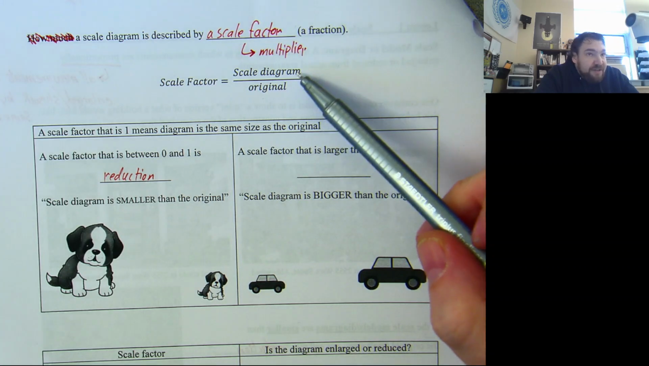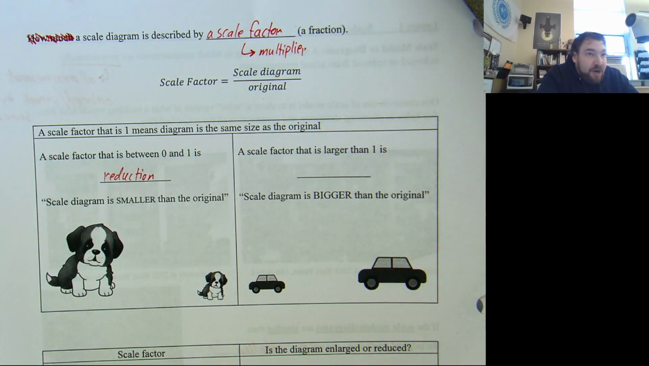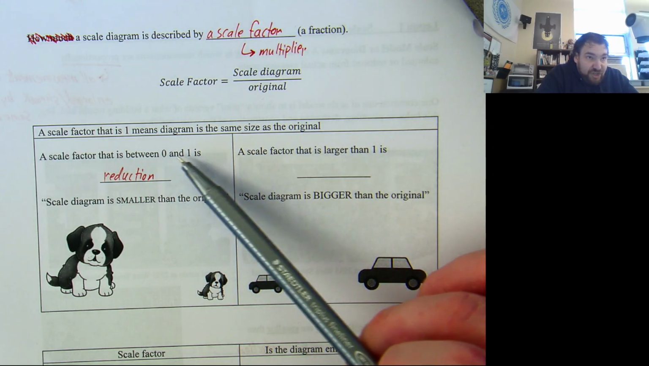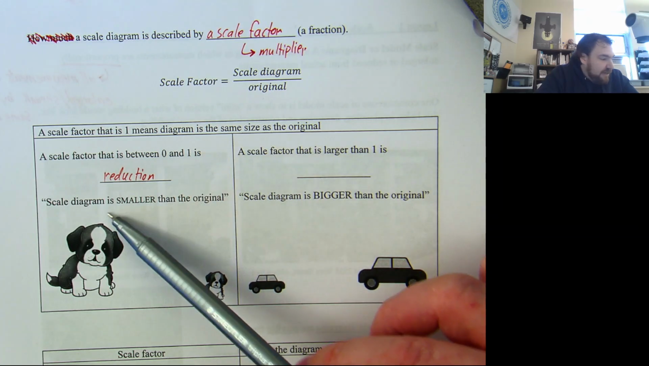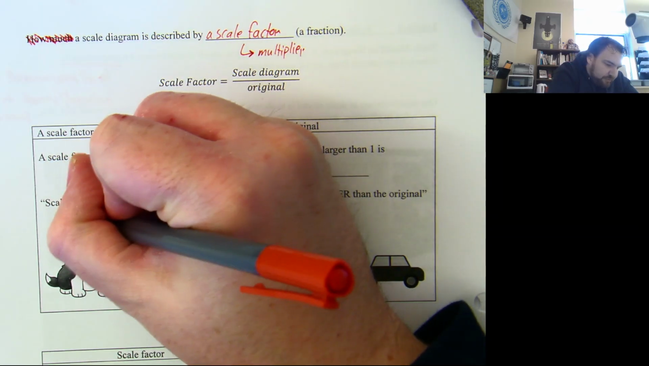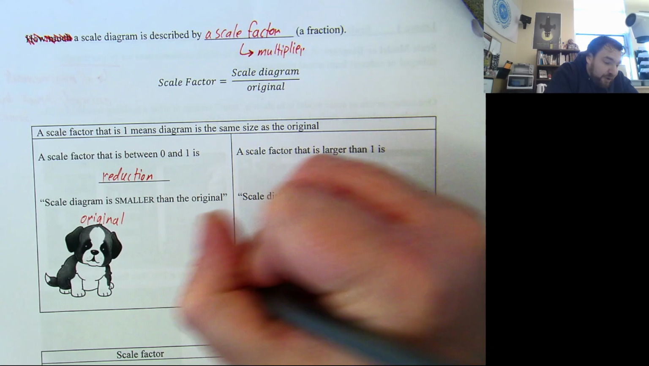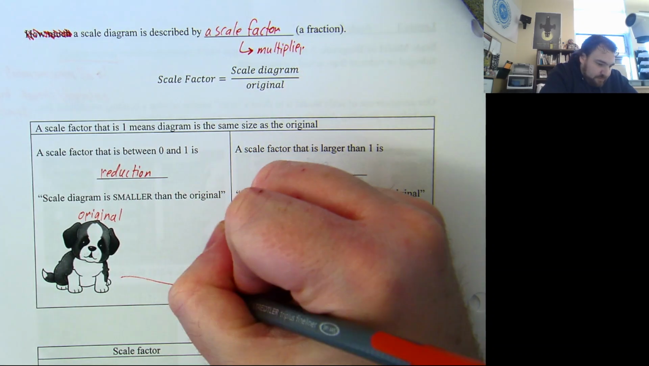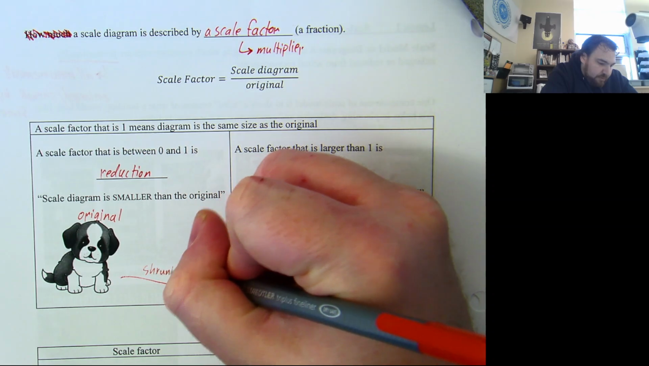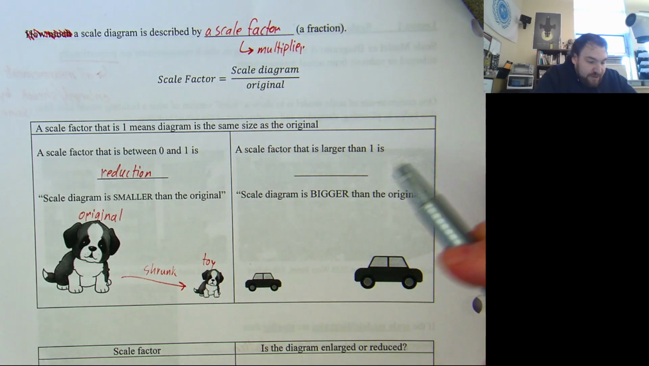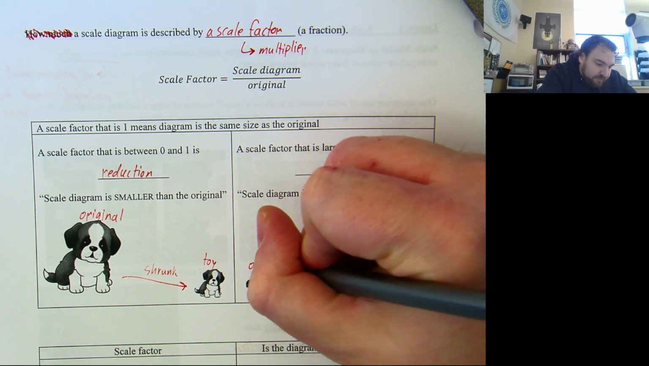Because the numerator represents the length in the model. The denominator represents the length in the original. And so if this is between 0 and 1, or it's some fraction, a proper fraction, the scale diagram is smaller. So this is our original. And maybe it's been shrunk down to a toy. It was shrunk. Or maybe you've got a smaller original.